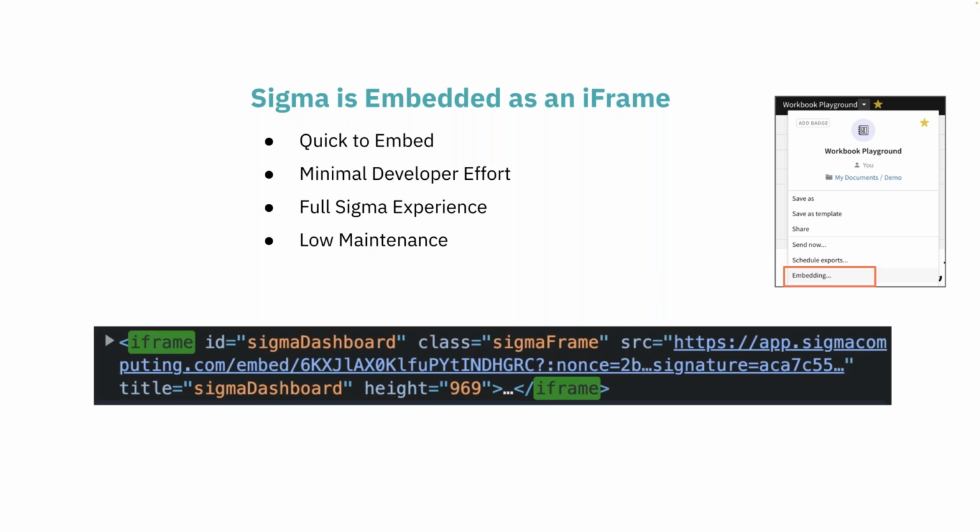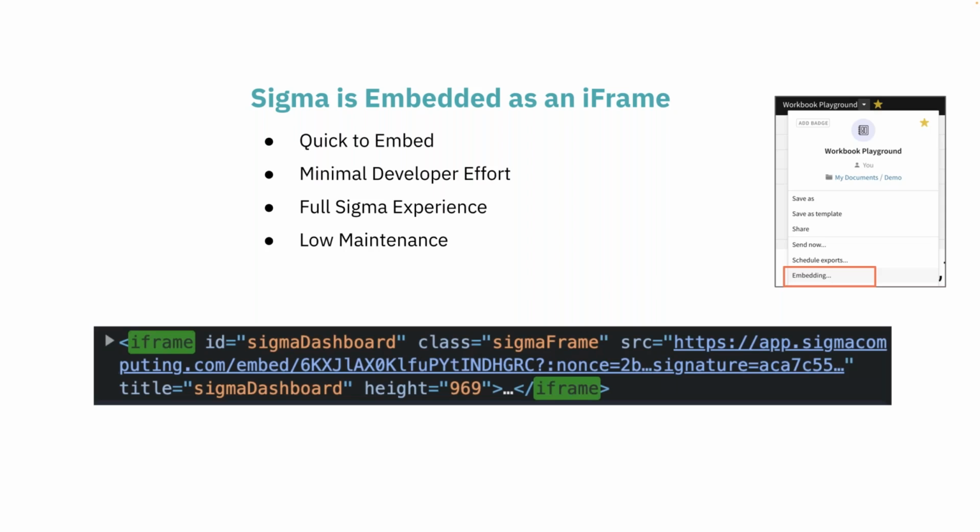But you go into the workbook and you go into this embedding menu that you see on the right-hand side, and then you'll generate these URLs and you'll add some flags to the URL to make it secure and to specify filters and users and that kind of thing. And then that's it. And this is one of the reasons why it's quick to embed, is that it's embedded as an iframe.